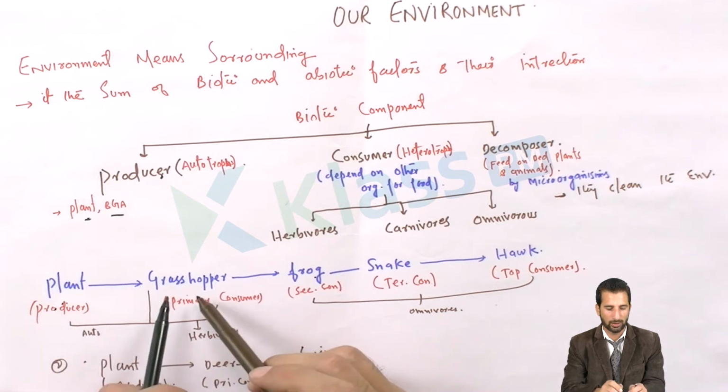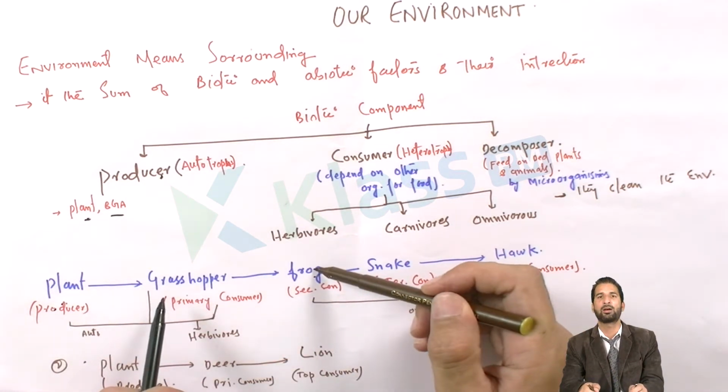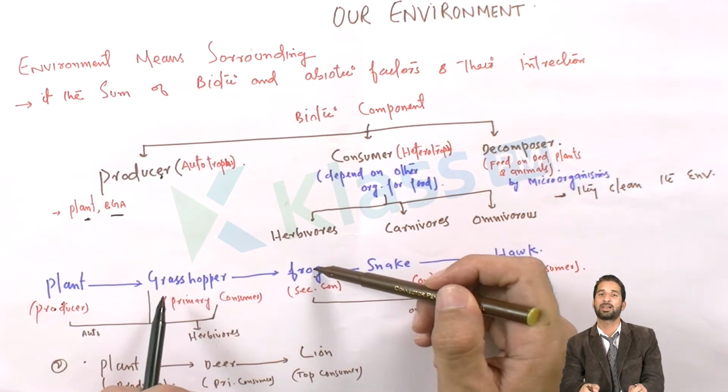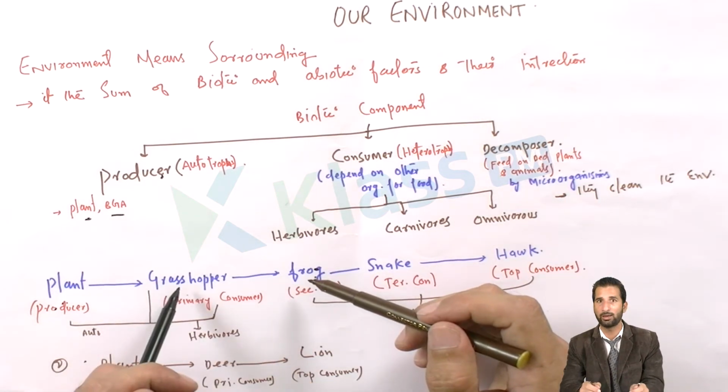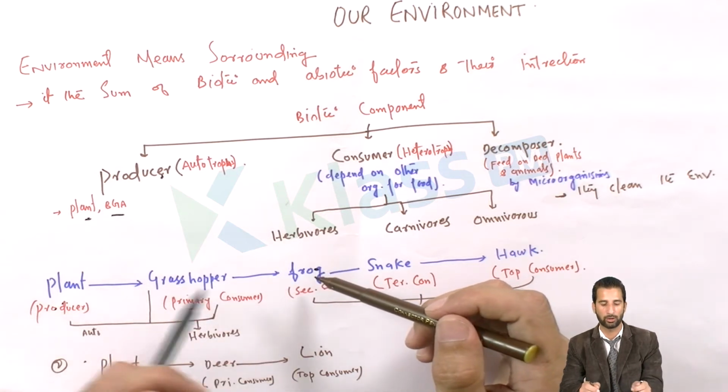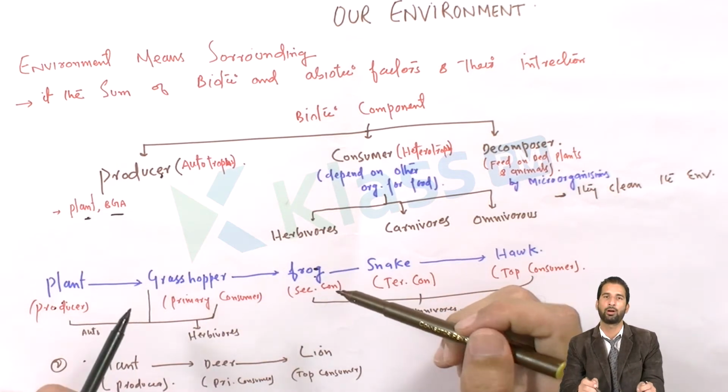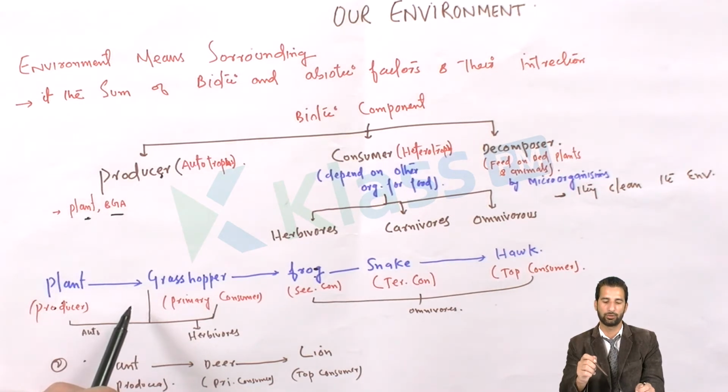So these grasshoppers in turn are being eaten by the frog. So the frog acts as a secondary consumer. They are flesh eating. They are eating upon the grasshoppers. Grasshopper is being eaten by the frog, so the frog acts as a secondary consumer.